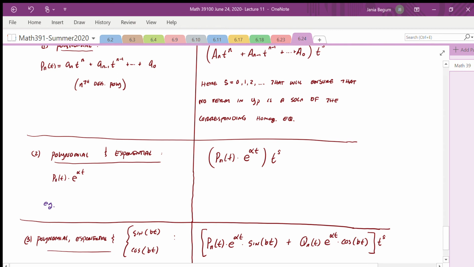Say you're looking at a g of t that happens to be t squared plus 4 times e to the t. Suppose that function happens to be your g of t. So what is my yp? Someone tell me, what do I need for yp to match g of t?